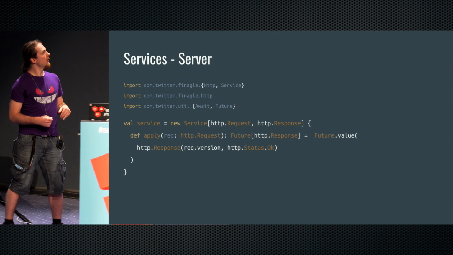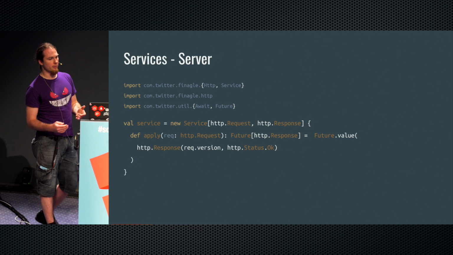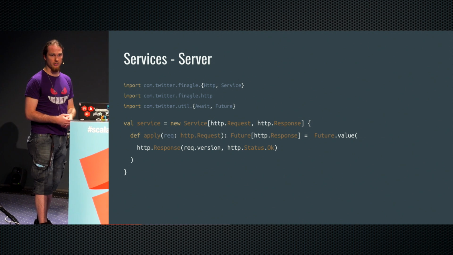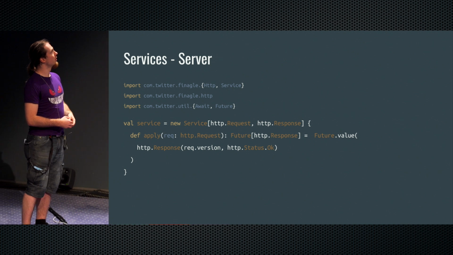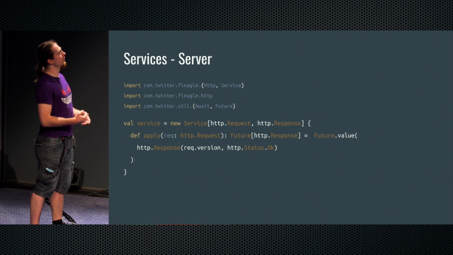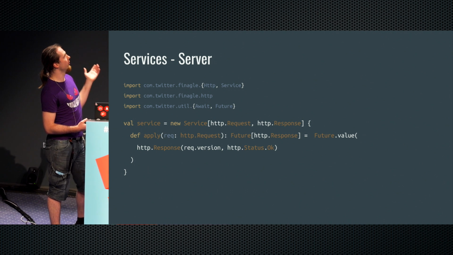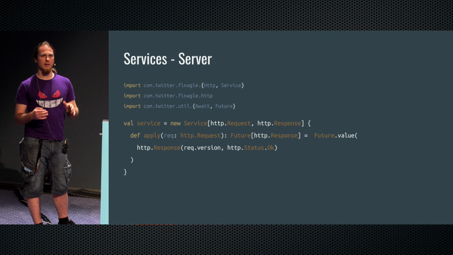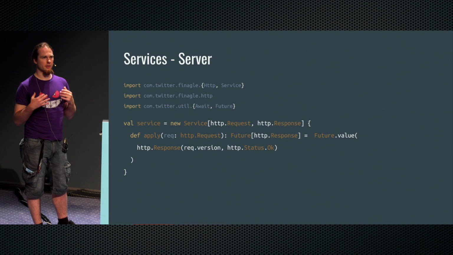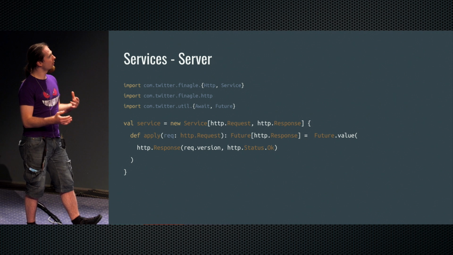And this is what a very basic service implementation looks like. So we say we want a new service, which is nothing else than a function. So we implement the apply method, which takes an HTTP request, and we return simply a future value with HTTP response. And as you can see right here, Finagle is by design very low level because it's built so it should make it easy to build new protocols.